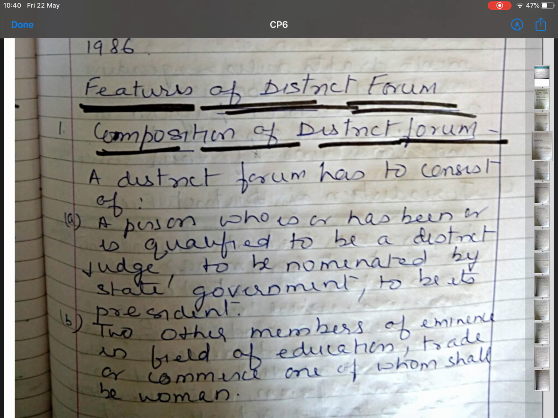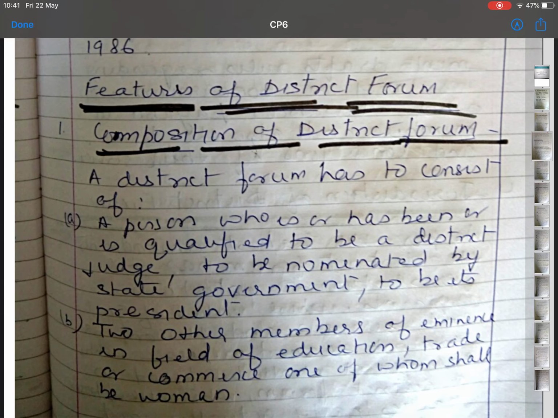Now, the disqualification. A person shall be disqualified from appointment as a member of the district forum if he has been convicted and sentenced to imprisonment for an offence which, in the opinion of the state government, involves moral turpitude, or if he is an undischarged insolvent, or he is of unsound mind and stands so declared by a competent court, or he has been removed or dismissed from the service of the government or a body corporate owned or controlled by the government, or in the opinion of the state government, if he becomes a member, he may discharge his function prejudicially.